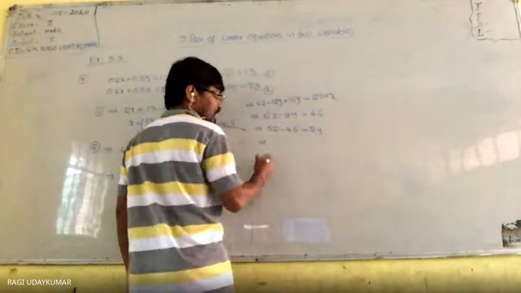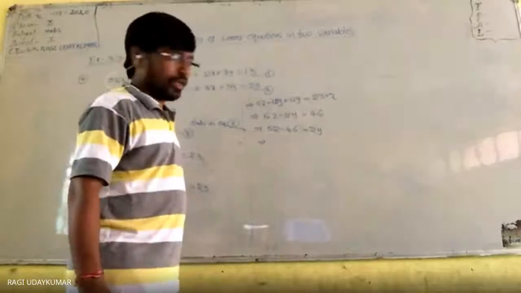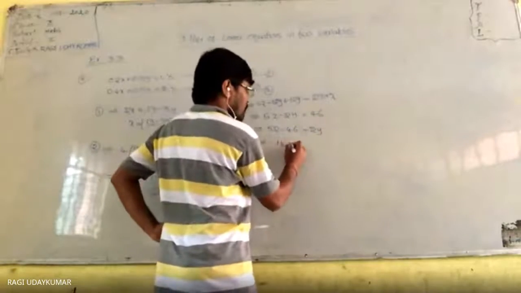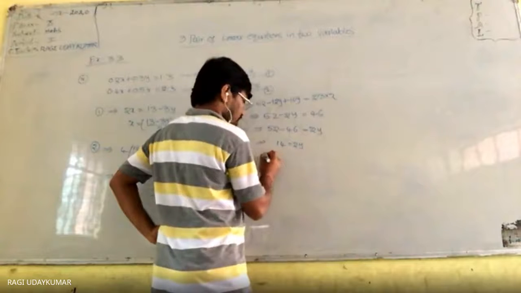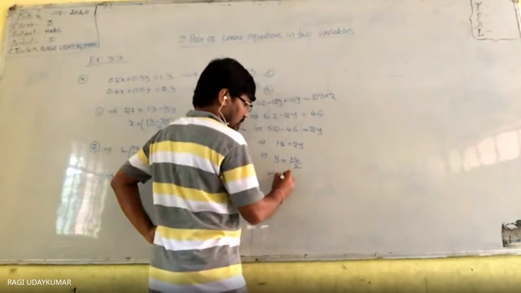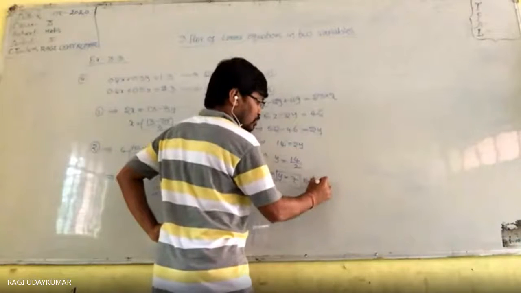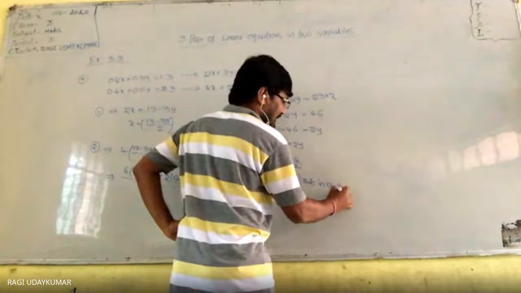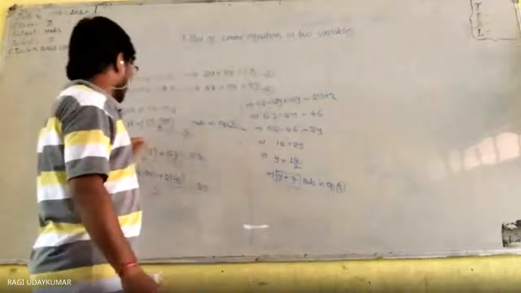52 minus 46, how much is it? 6? Sorry, 56 minus 42 is 14. 14 is equal to 2y. From this, y is equal to 14 divided by 2. So this implies y is equal to 7. This y is equal to 7 again substitute in equation number 3, because in 3 you directly have x.